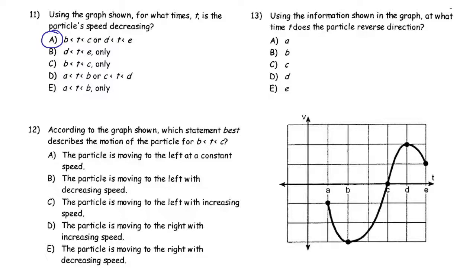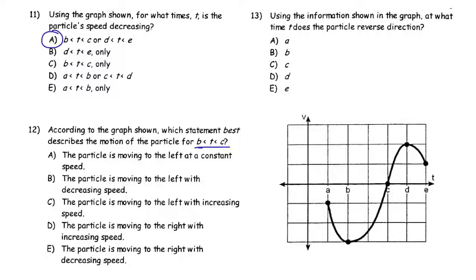Okay, the next question asks which statement best describes the motion of the particle between B and C. These are always a joy. So between B and C, let's just go through our answer choices and look back at our graph. For A, the particle is moving to the left at a constant speed. Between B and C, our particle is moving to the left, but it's not a constant speed. My function is increasing there, so I don't think that would be a good choice.